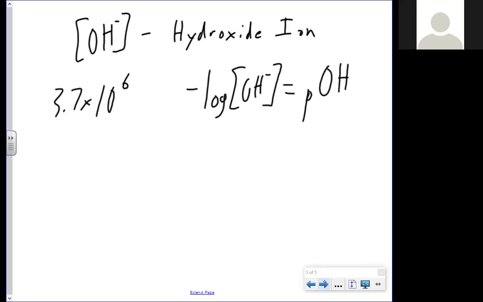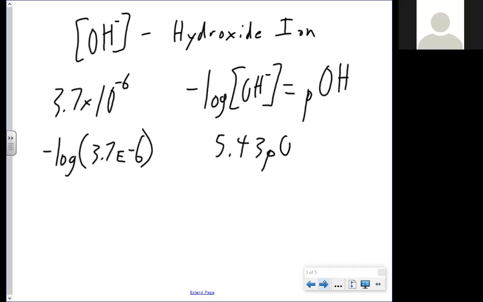So let's try that real quick on your calculator. The calculator screen will say negative log, and then 3.7 E negative 6. Oh, it should be negative 6, my bad. Smash the enter button on that, see what we got. The second function above the 7 says EE on your calculator screen. I got 5.431, so 5.43. That'll work.